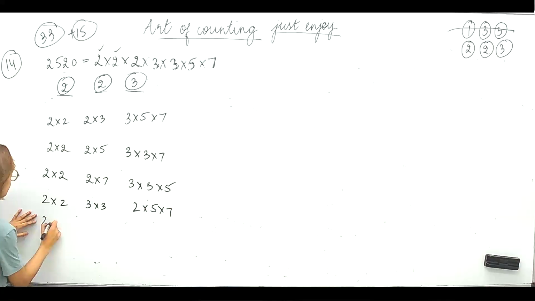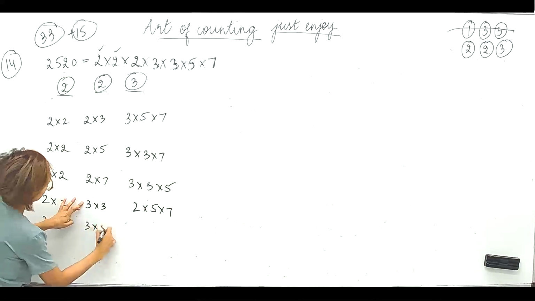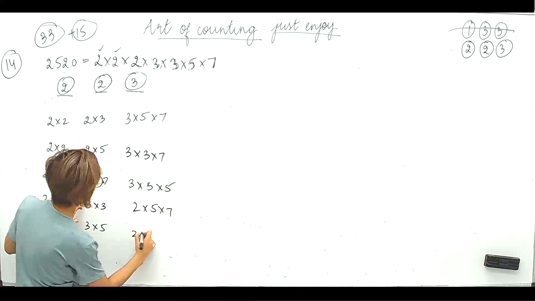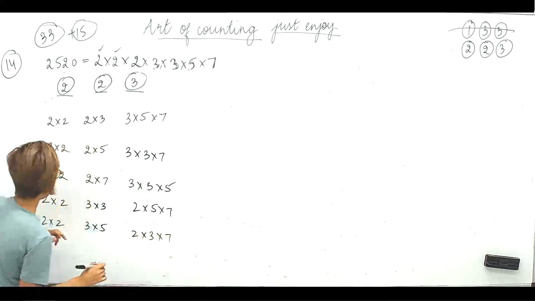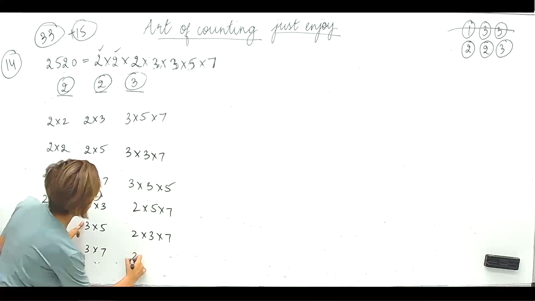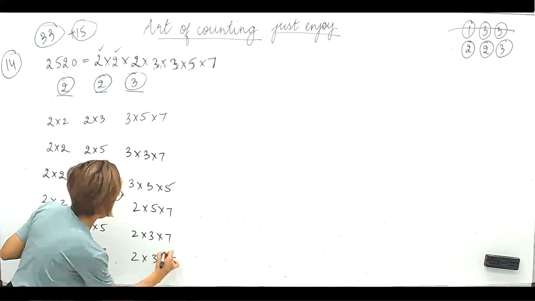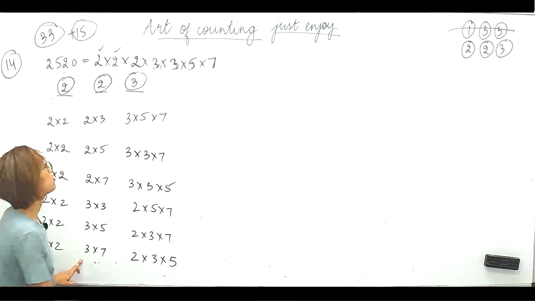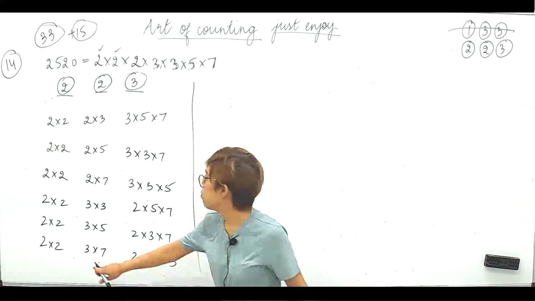Right? Okay. So 2 into 2. Now 3 into 5. Right? So this will be 2 into 3 into 7. Right? So 2 into 2. Now it is 3 into 7. So 2 into 3 into 5. Done. So 3 ones are exhausted. Now let's move on to 5 ones.